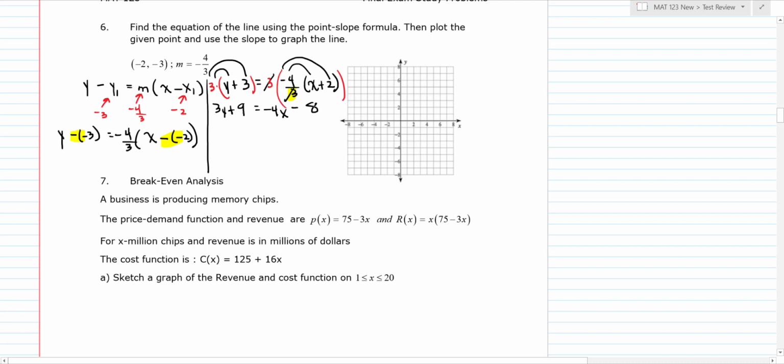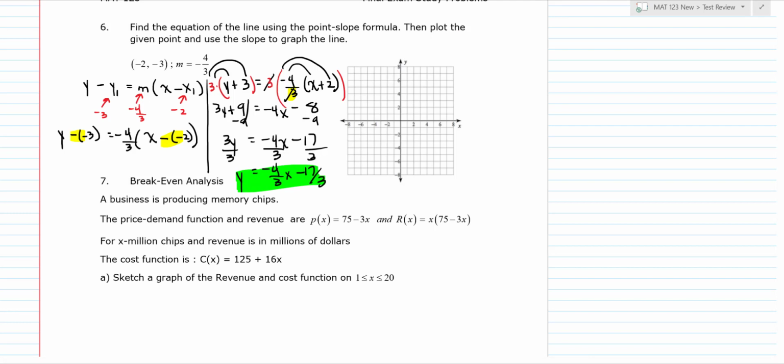Okay, then you can solve for y. So you could subtract 9 from both sides. That would give 3y is equal to -4x, and then that would be minus 17. And if you divide everything by 3, then you should have this solved for y. So that would be y equals -4/3 x minus 17 over 3. So that would be the final answer to your problem right there then.